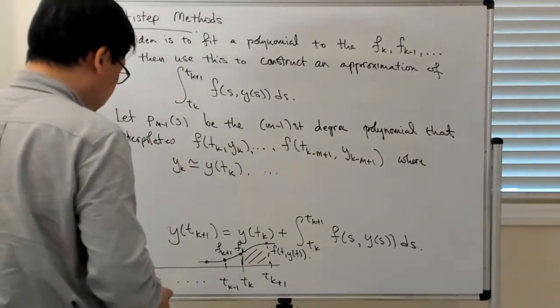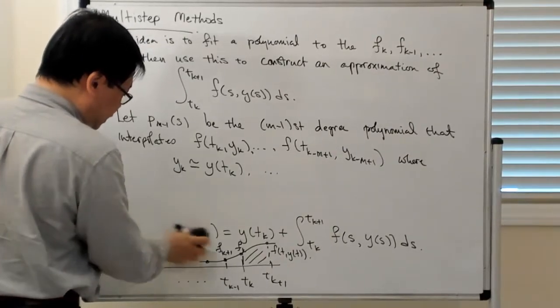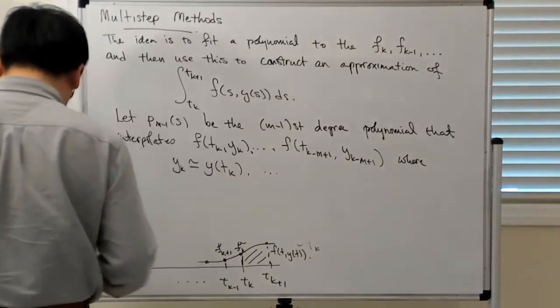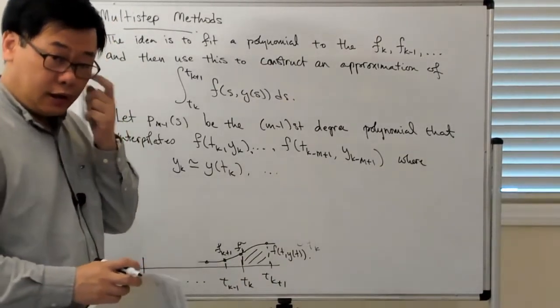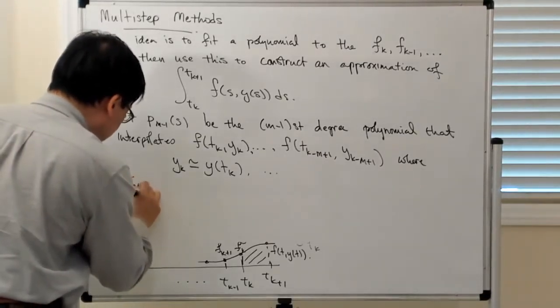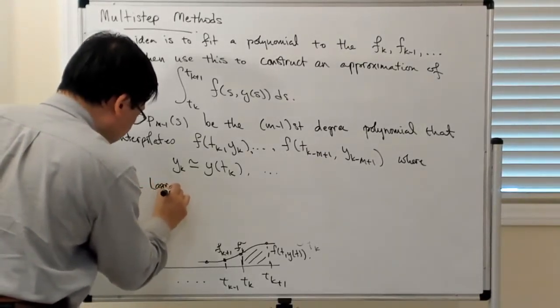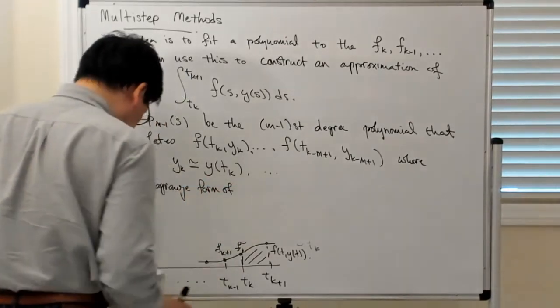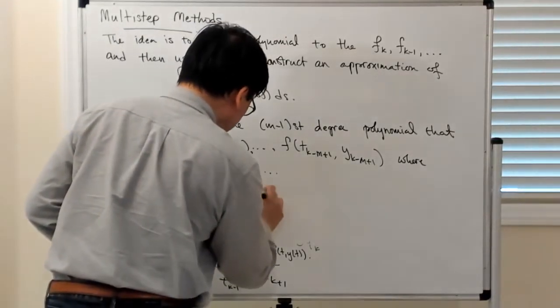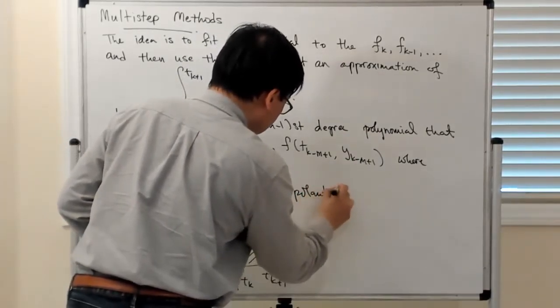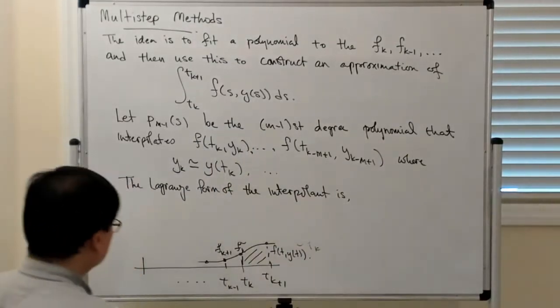All right, so I can write down the Lagrange form of the interpolating polynomial for this, which we've done before when we were deriving Newton-Cotes type formulas. Okay, so the Lagrange form of the interpolant is the following.